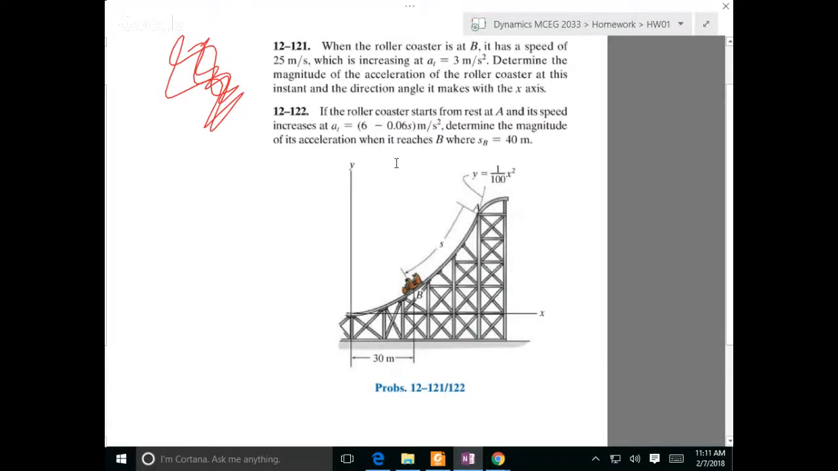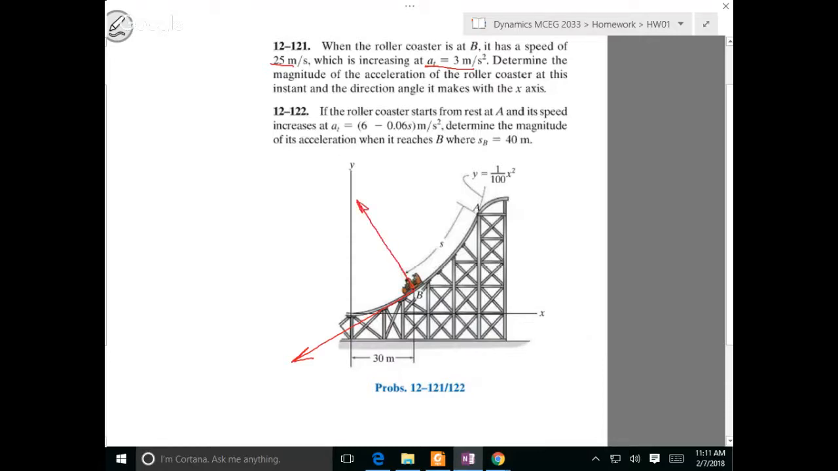Now that I've done that, let me get that off of there. It says a roller coaster has a speed of 25, and it's increasing. He even tells you it's a_t. Determine the magnitude of the acceleration of the roller coaster at this instant and the direction angle it makes with the x-axis. Okay, so here's the tangent.